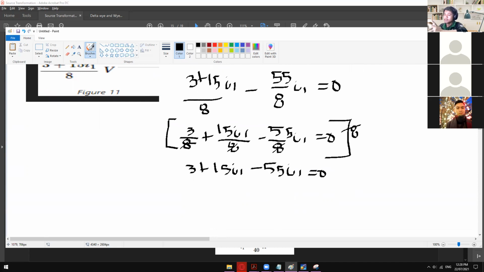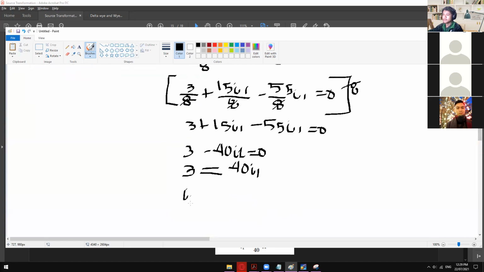And then from here, we can add these two since they have the same unit. So 15 plus 55, mali pala, negative 55 plus 15, since they have different symbols, the other one is positive and then the other one is negative. So in here, we have 3 minus 40 I sub 1 is equal to 0. And then transpose this one to the other side. 3 is equal to 40 I sub 1, and then you can now find the I sub 1. I sub 1 is equal to 40, mali.